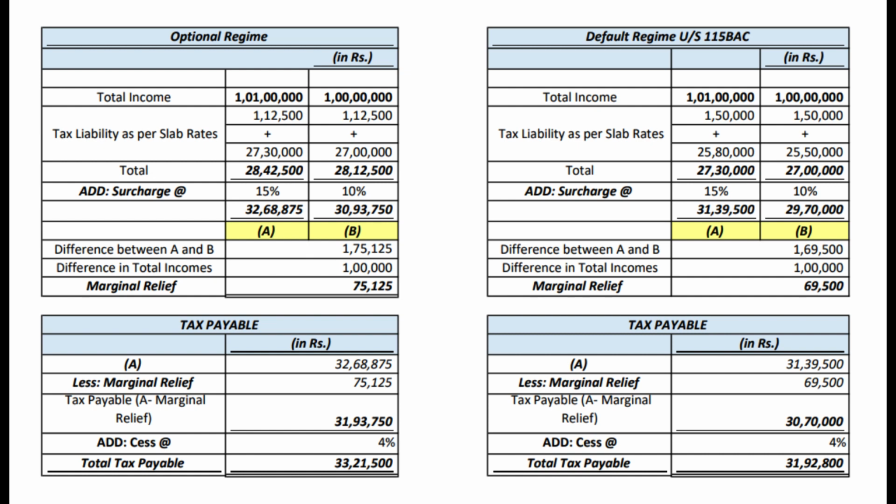To this, we are adding cess at the rate of 4%, and the total tax payable will be finalized at rupees 31 lakh 92,800 rupees.